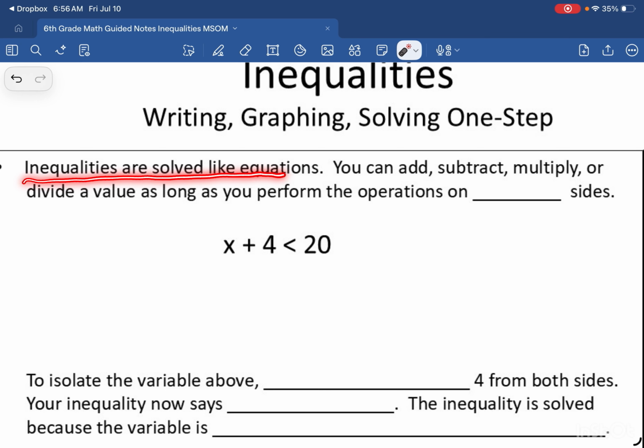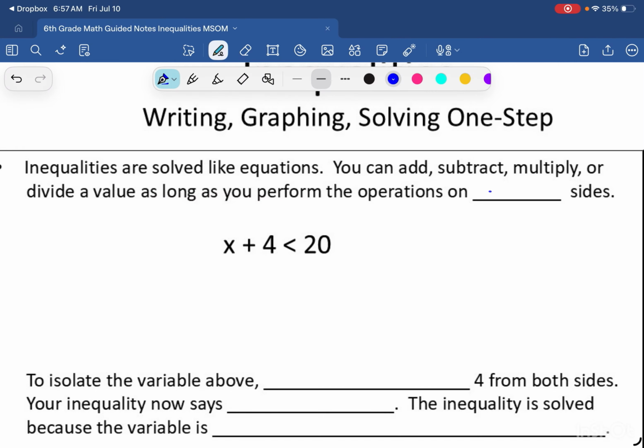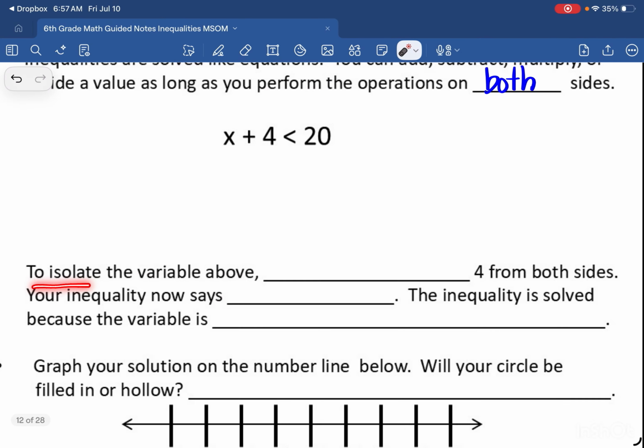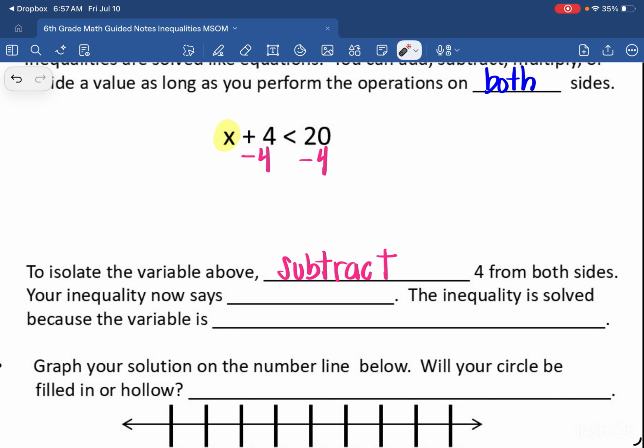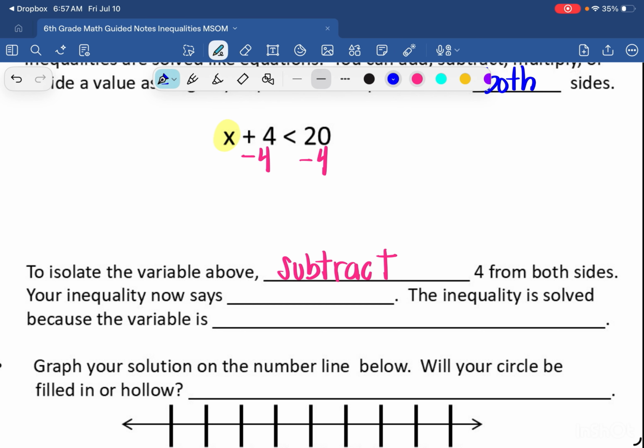Inequalities are solved like equations. You can add, subtract, multiply, or divide a value as long as you perform the operation on both sides. To isolate the variable above, we want to get the x alone, so we are going to subtract 4 from each side. Once I subtract 4 from each side, this will cancel, so it will say x is less than 20 minus 4, which is 16. The inequality is solved because the variable is isolated, meaning it is all by itself.